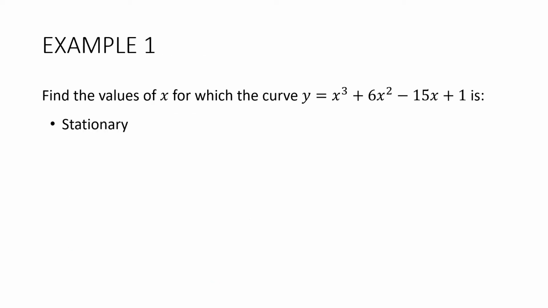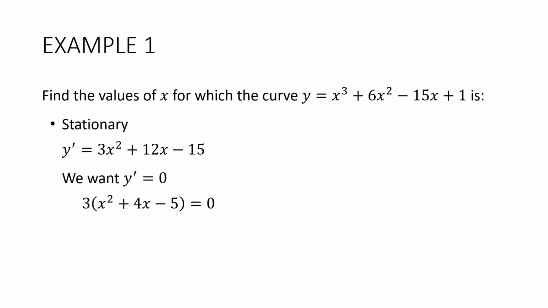So let's look at an example. Find the values of x for which the curve y equals x cubed plus 6x squared take away 15x plus 1 is stationary. So we want the first derivative and we want to put it equal to 0. So our first derivative is 3x squared plus 12x take away 15. And we want y dashed is equal to 0. Now, we can factorize this into two brackets like this, or we can use the quadratic formula. Factorizing is quicker. Using the null factor law, x is equal to -5 or +1.